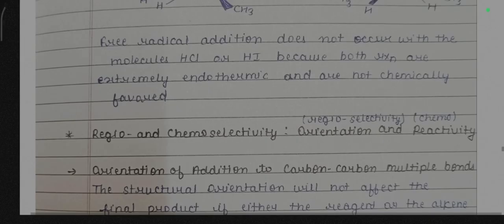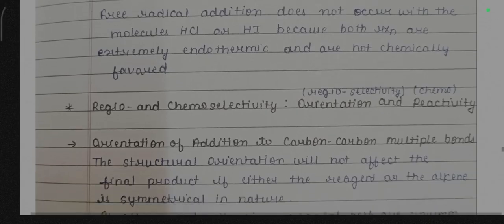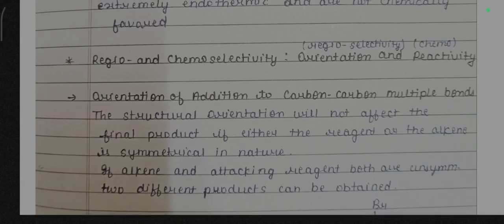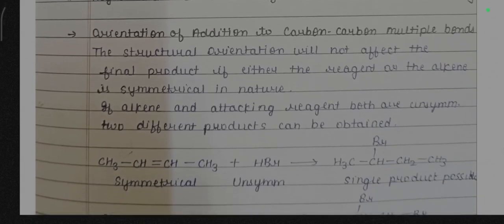Free radical addition does not occur with the molecules HCl or HI because both reactions are extremely endothermic and are not chemically favored. Regio and chemoselectivity. Orientation and reactivity. Orientation of addition to carbon-carbon multiple bonds.